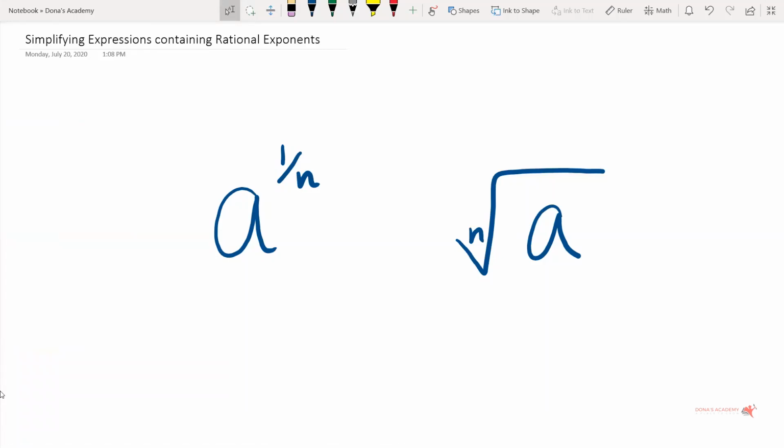What do you think about these two things? A to the power 1 over n and nth root of a. Are these two equal to each other? So today I am beginning lesson 5 of the pre-calculus series. Here I will discuss how to simplify expressions containing rational exponents, and also I will talk about the relationship between these two. So please keep on watching this video to learn that.